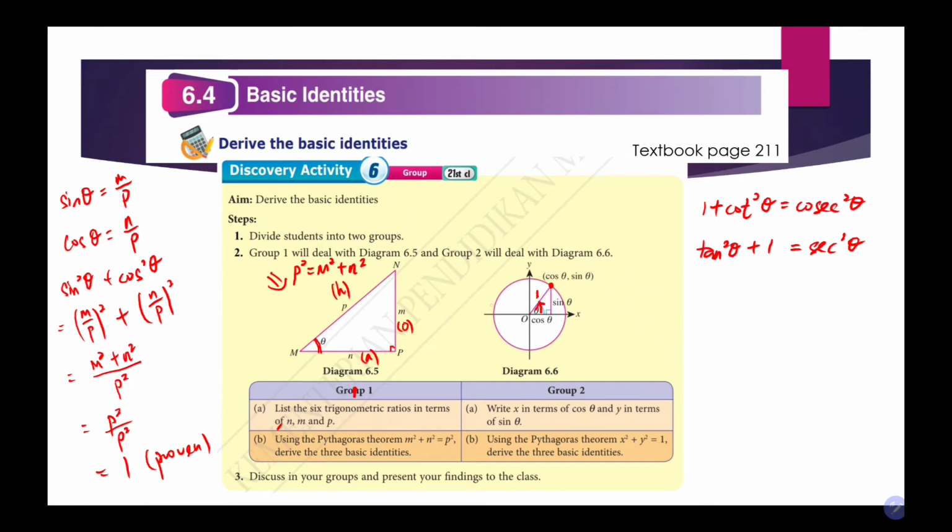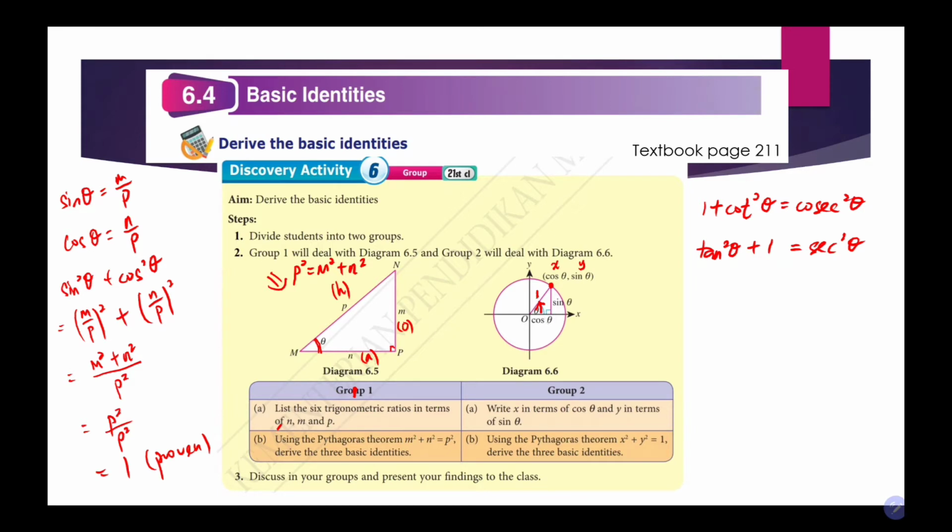We are turning anti-clockwise from the positive x-axis, right? So it stopped here, and the x-coordinate will be representing the cosine theta, and the y-coordinate will be representing sine theta.